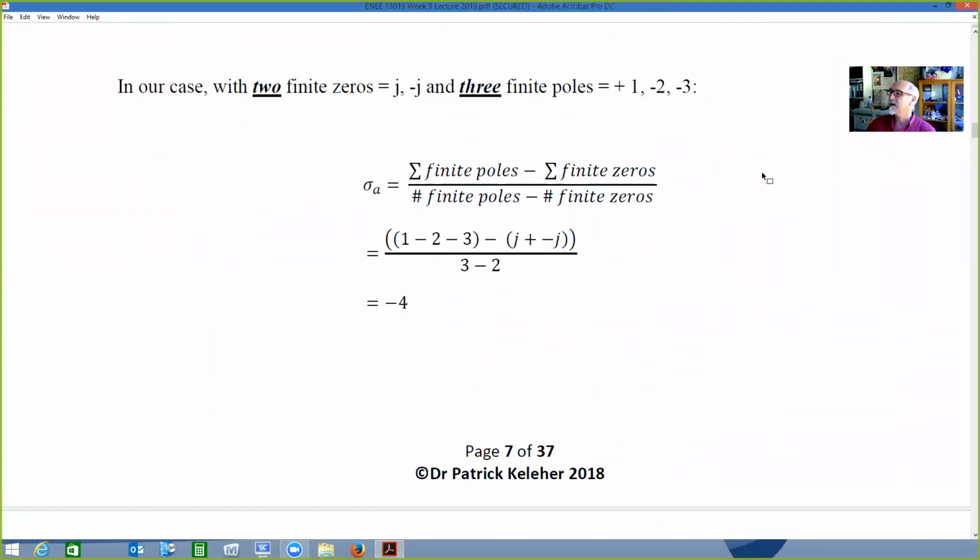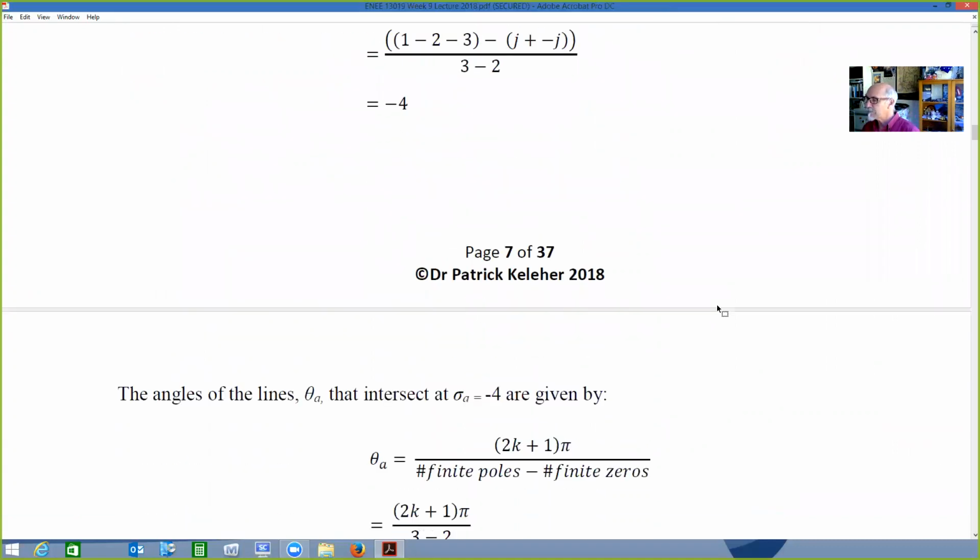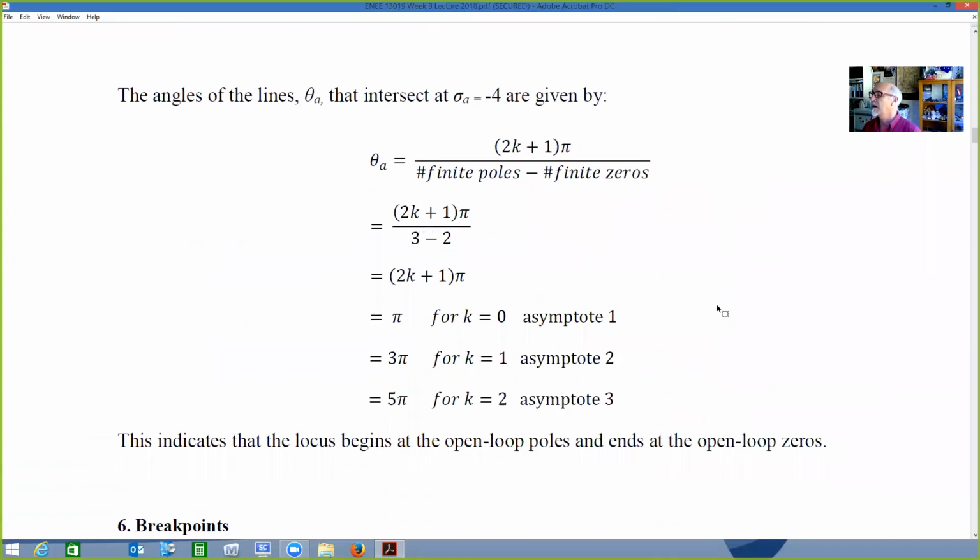Now in our case, we have 2 finite zeros, remember, at positive j and at negative j, and 3 finite poles at positive 1, negative 2, and negative 3. So to find that intercept value, plug it in the formula, and we find that that's negative 4. Find the angle occurring at that particular intercept.